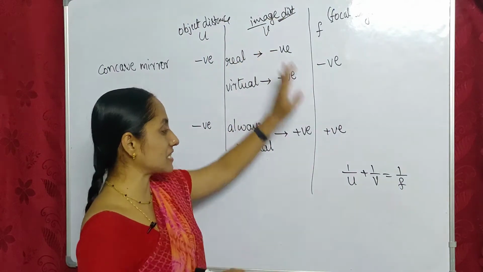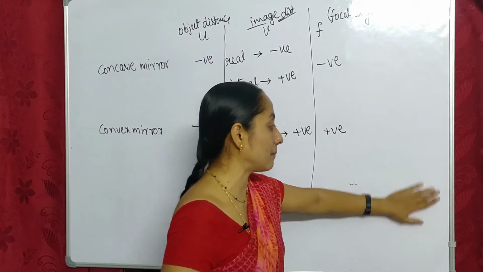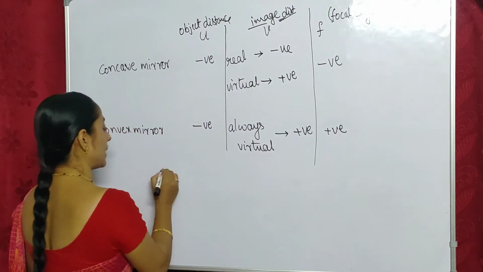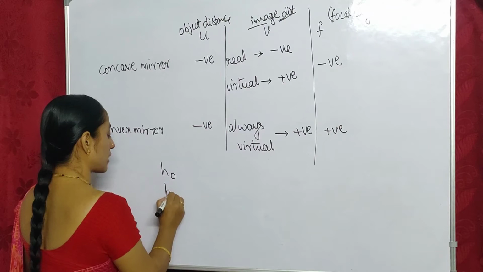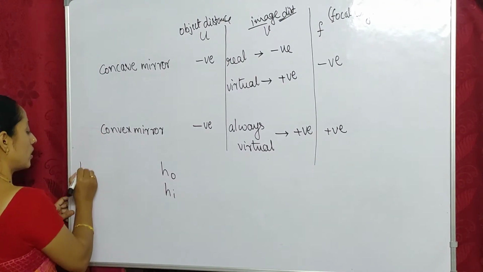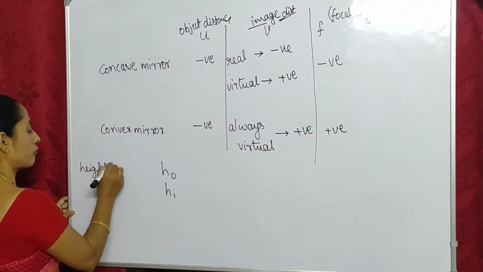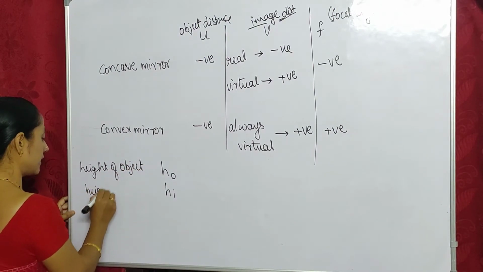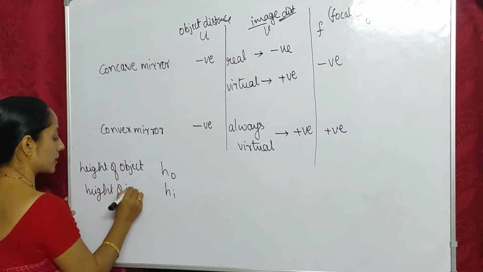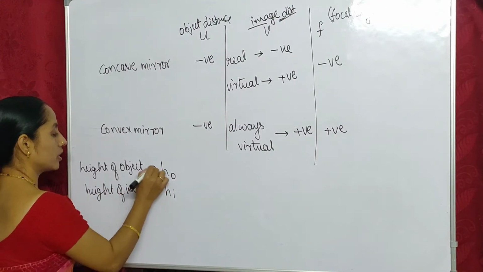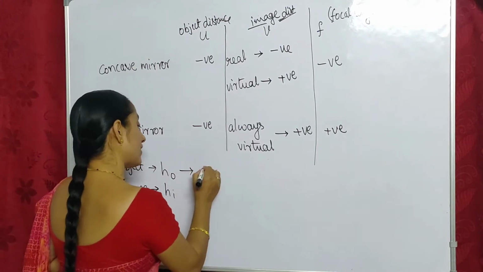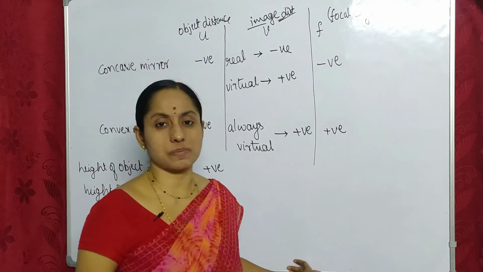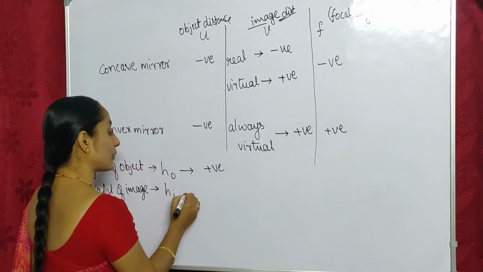So that is why these sign conventions are very, very important. So please note them down. And coming to height of the image and height of the object. What are HI, HO? What is HO? Height of object. And what is HI? Height of image. Height of the object is always considered to be positive because we always put the object above the principal axis. That is fixed.